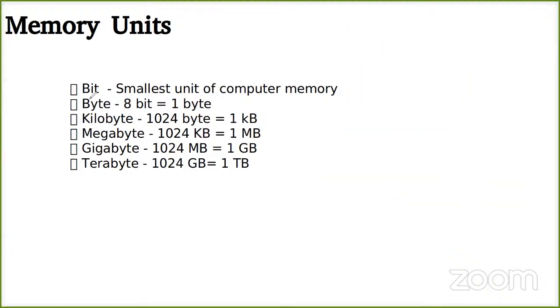So a bit, okay, 1 and 0 is your logic level, plus some voltage and some ground voltage. That is what we'll consider as 0. So when you have 8 bits coming together, you have 1 byte. When you have 1024 bytes coming together, you have 1 kilobyte. Similarly, then 1 megabyte, then 1 gigabyte, and 1 terabyte.